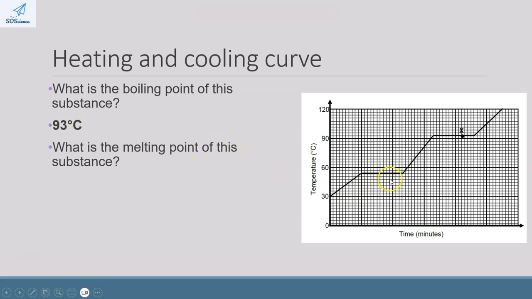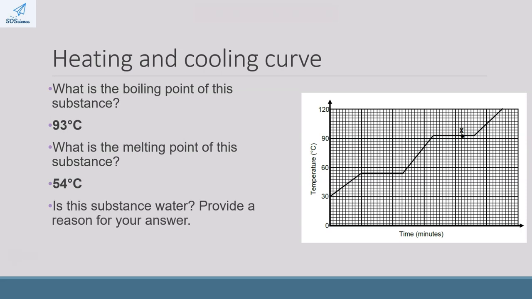The next question asks us about the melting point. So we need to read off this point on the graph. So we've got 60 minus 3 minus another 3 to reach this point. Or we can go from 30 and then go 33, 36, 39, go up in 3s until we reach this point over here. So the melting point of the substance is exactly 54 degrees Celsius. Again, remember your unit of measurement.